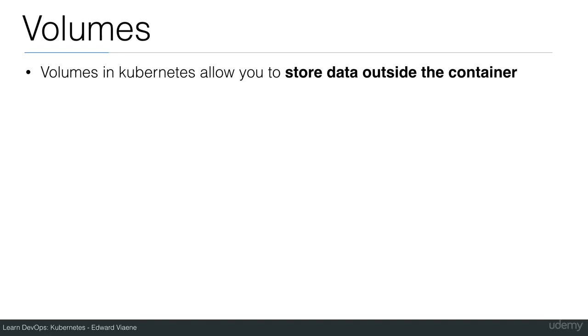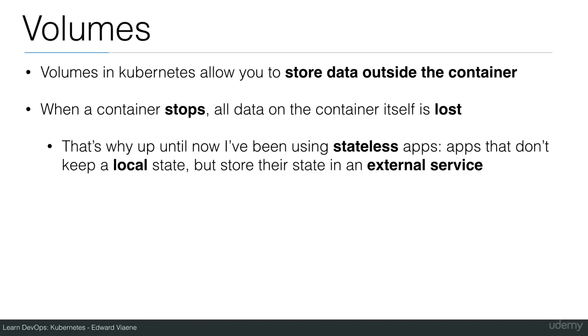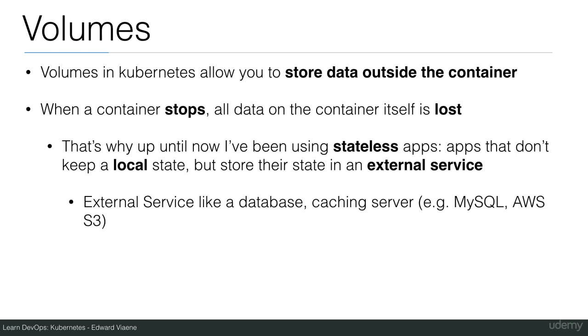Volumes in Kubernetes allow you to store data outside the container. When a container stops, all data on the container itself is lost. That's why up until now I've been using most of the time stateless applications, apps that don't keep a local state, but can store their state in an external service. With external service, I mean like a database, a caching server like MySQL, object storage like S3 can be used for that, NFS server can be used for that.